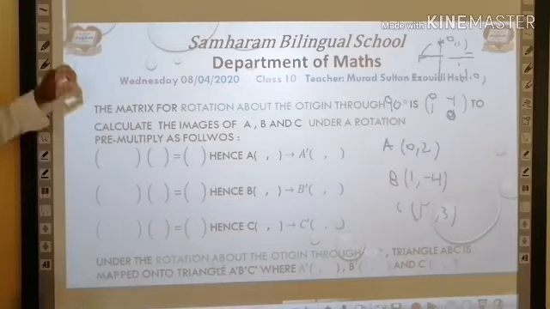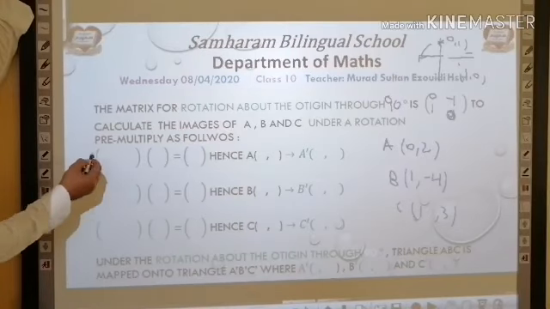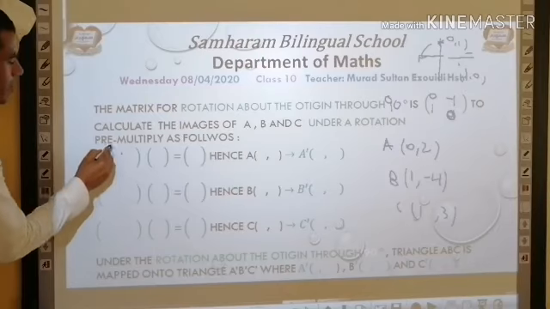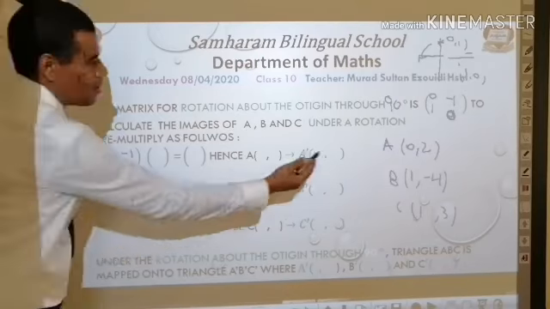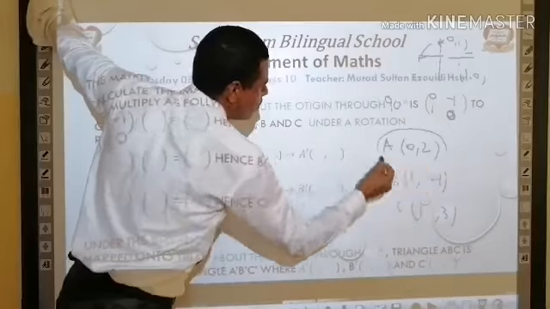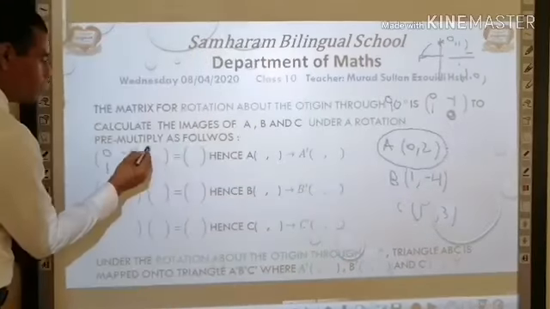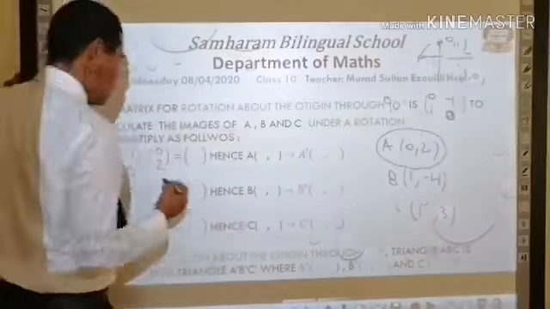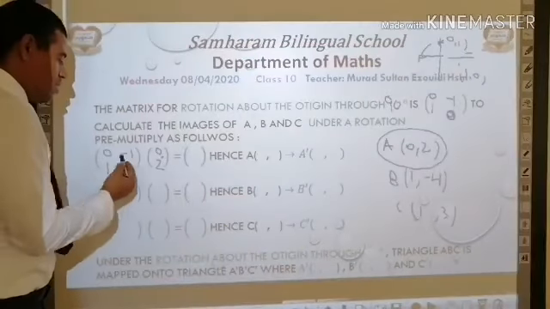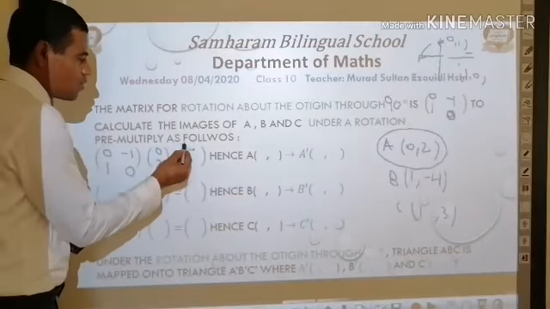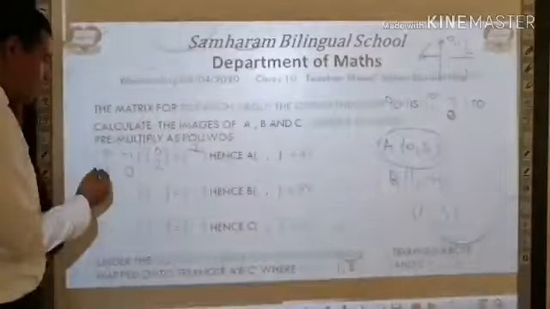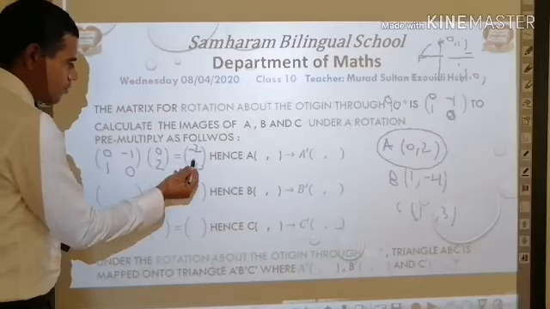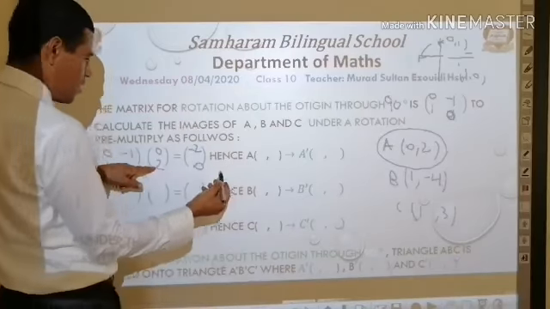So, now I will write my matrix. It will be 0, 1, then minus 1, 0, multiplied by the coordinates of A, which is 0, 2. Then just multiply. 0 by 0 is 0. Negative 1 by 2 is negative 2. Negative 2 plus 0 is negative 2. Then 1 multiplied by 0 is 0, plus 0 multiplied by 2 is 0.